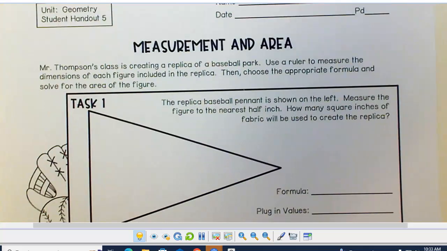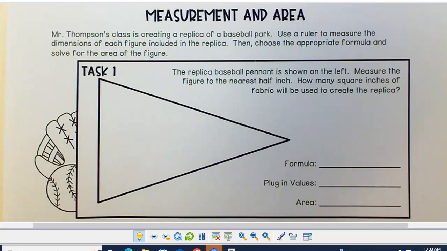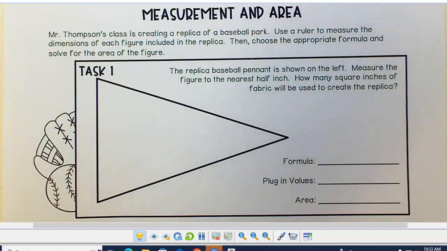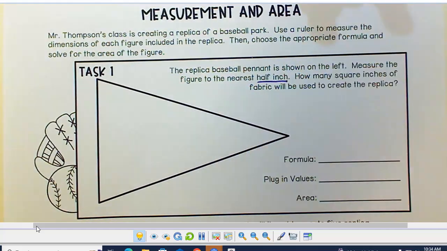All right. So task 1, we are dealing with a triangle. Okay, so let's look and see what all we need to do. It says the replica baseball pennant is shown on the left. Measure the figure to the nearest ½ inch. How many square inches of fabric will be used to create the replica?